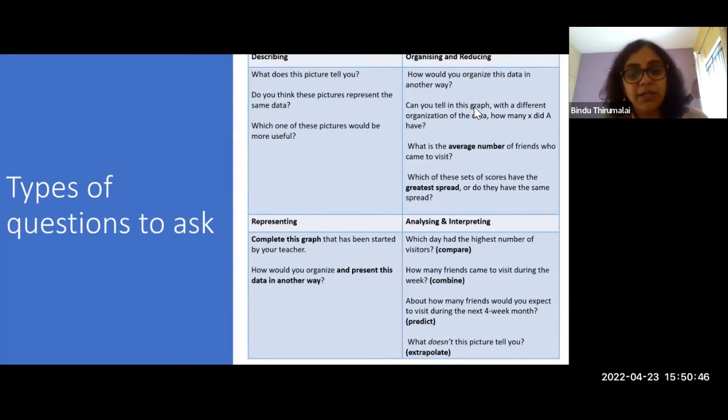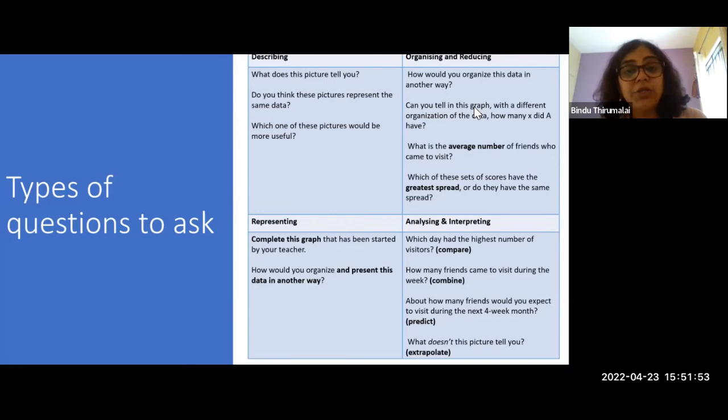When you're asking students to describe data, what are the kinds of questions you will ask? What does this picture tell you? You may have a pictogram or a simple chart, which is not very complex, or even a block chart like that. You can just ask students, what does this picture tell you? Are they able to make sense of it at all? Then, what do you think these pictures represent? One very nice way of seeing if they understand data and representation is to give them two displays which represent the same data, and see if students understand that they actually represent the same data. Right? That is one way. And you can ask them which one of these pictures would be more useful for you. Children are able to discern which picture is more readable or not.